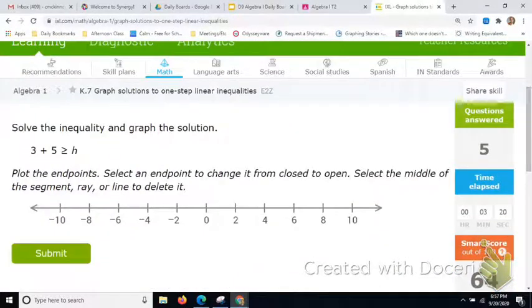All right, so h is already by itself. We just need to simplify. So this is saying 8 is greater than or equal to h. Close circle at 8. And h is on the pointed side, so h represents the numbers that are smaller than the 8.